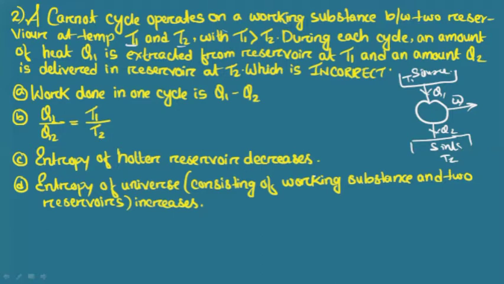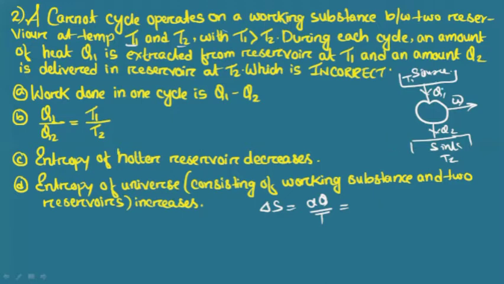Last two options are: entropy of the hotter reservoir decreases. This is what is given. Now, for the hotter reservoir, we will see the entropy. So you see, the change in the entropy delta S, for the hotter reservoir, we know delta S is equal to dQ by T. So here what it is said, in this case, what will you write?